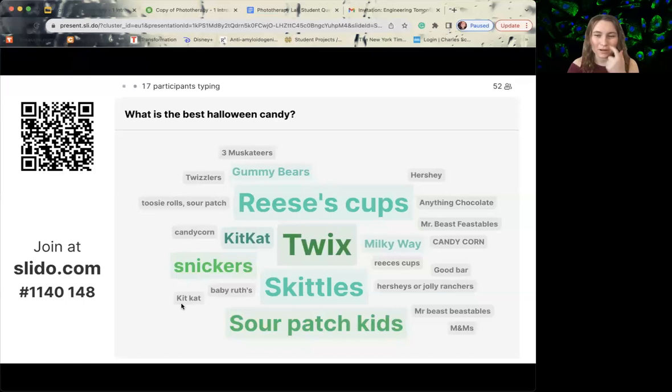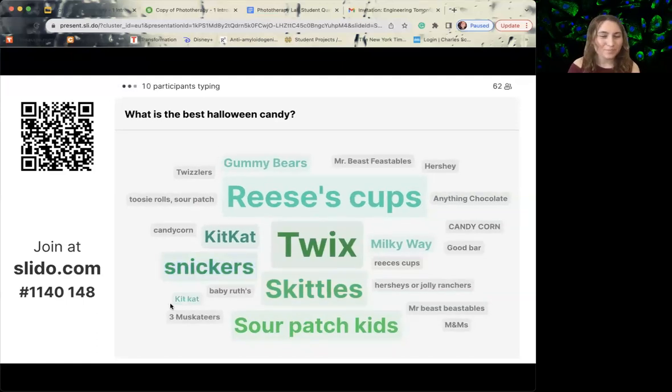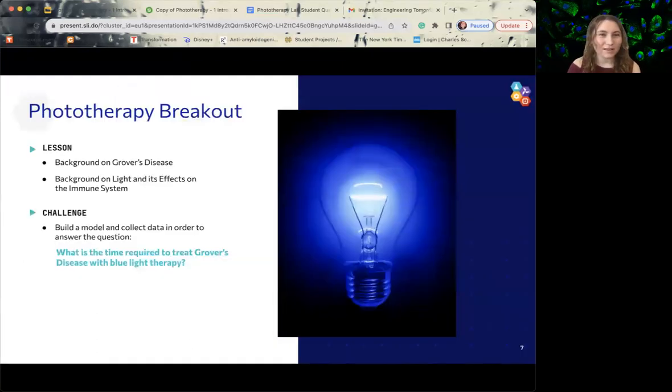Alrighty, so I'm going to get into the presentation now, and we're going to talk a little bit about some phototherapy. So just a little background. An outline of what we're going to do today is we're going to talk about Grover's disease. We're going to talk a little bit about light and its effects on the immune system. And this is all going to set you up to essentially build a model and collect data to answer the question, what time is required to treat Grover's disease with blue light therapy?